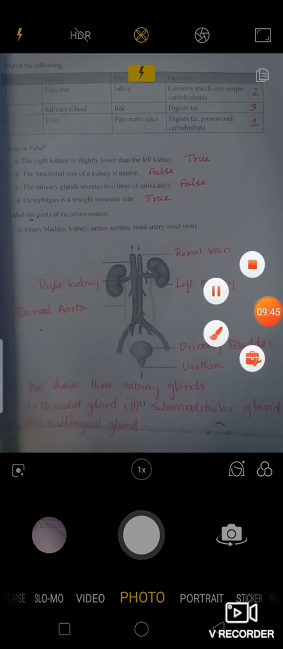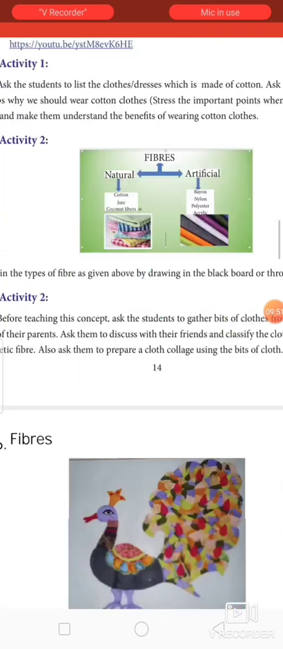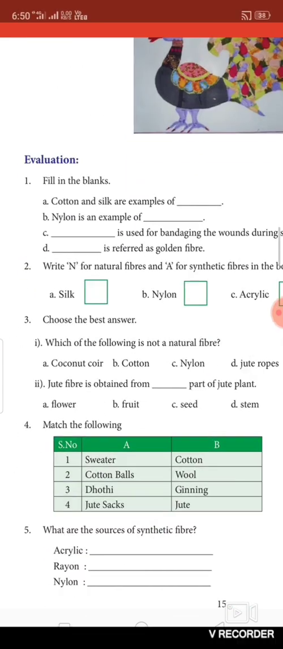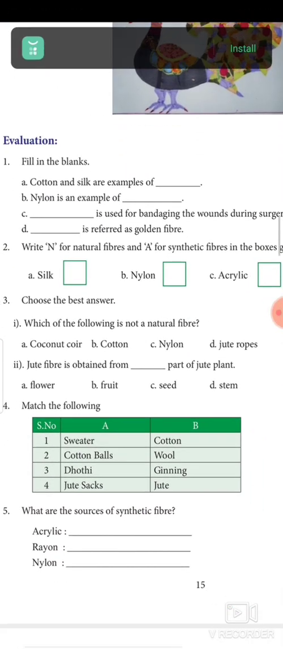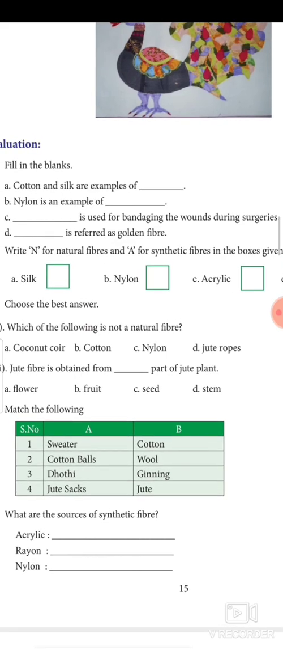Let's move on to the 6th unit. 6th unit is fibers. So let's see the evaluation now. Fill in the blanks. I will show you the answers. The second question, see the answers for the second question.